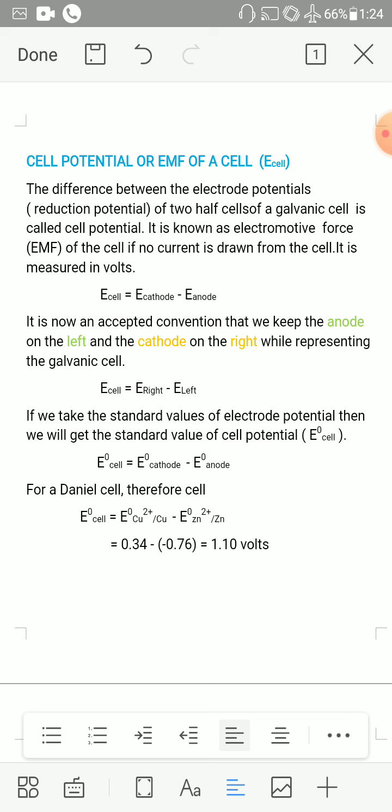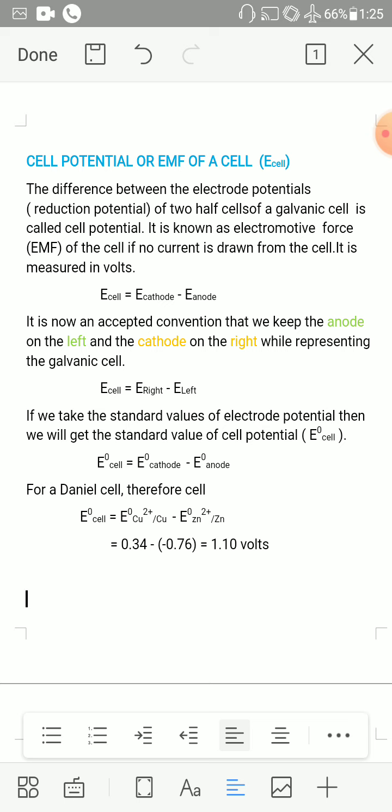If oxidation potential is given for anode, then first you have to convert the oxidation potential for anode into reduction potential by giving the opposite sign. Okay, if oxidation potential is plus 2.5 volt, then the reduction potential will be minus 2.5 volt. Okay, just you have to give the opposite sign.